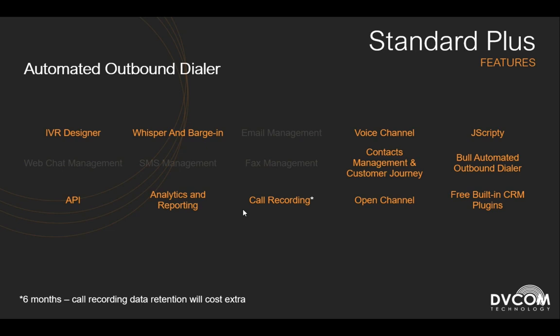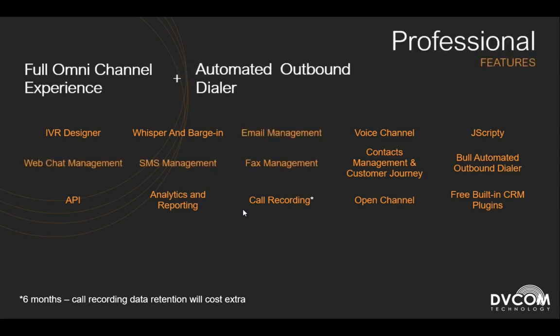Mostly for campaigns, I would say, telemarketers are the companies here doing more outbound calls, and they want to automate that process. So we do have a plan for them, so they can choose this plan also. And then we have the professional one, which is basically your full omni-channel with automated outbound. So this is the full-blown system where you get all the features you have seen in the previous slides under this plan, right?